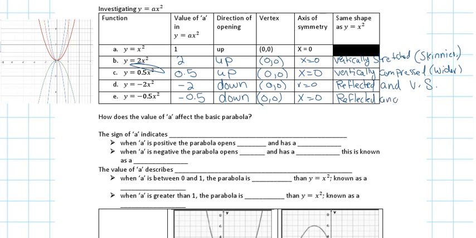Yes. Reflected is one of the transformations. It's a reflection through the x-axis. So we know if A is negative, then it's going to open down. This is how we're going to remember this. If A is negative, in what direction does it open?